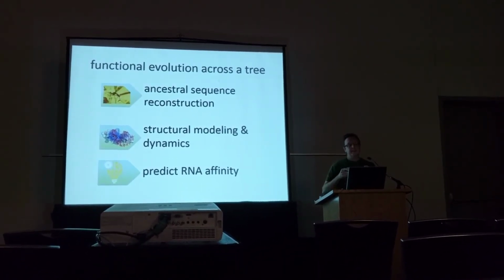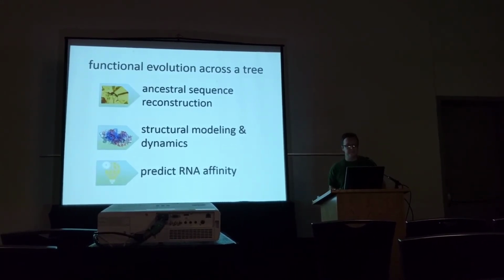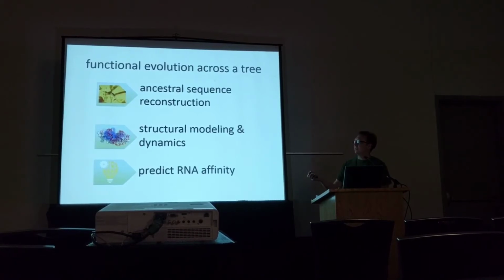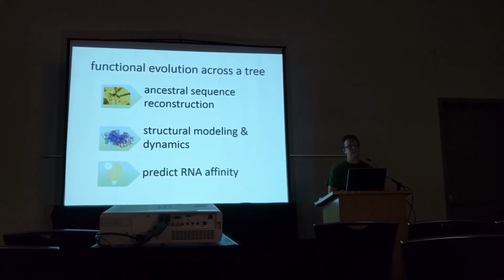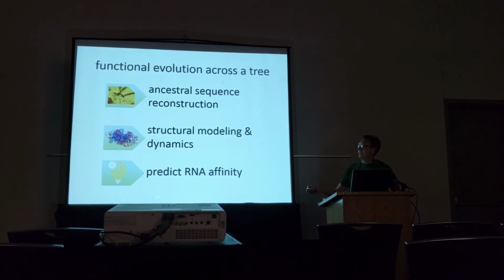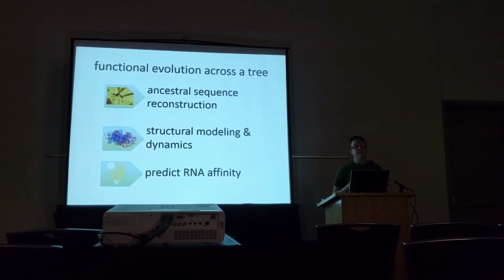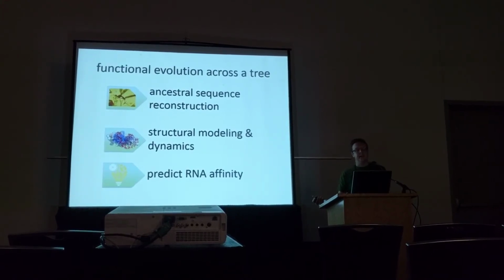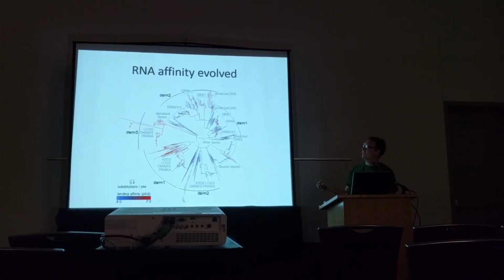That works really well if you have a small number of sequences, but we wanted to do this across the entire tree. So we use structural modeling and molecular dynamics to infer what the likely ancestral structures look like and to watch them as they interacted with RNA molecules. And we use the structural information and statistical machine learning to then predict the RNA binding affinity of ancestral and extant DSRMs. And so we could then lay this information onto the phylogeny.